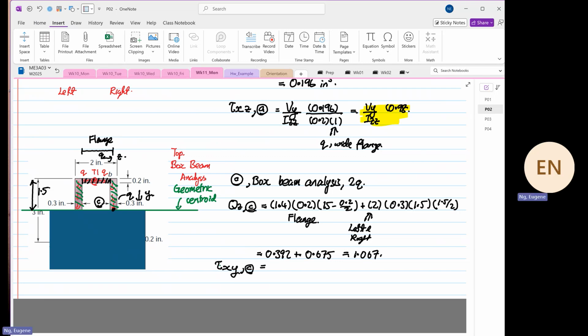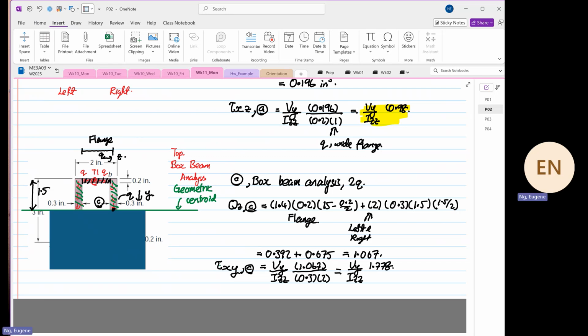So at point C now, we will have Vy over Izz multiplied by 1.067. Now the thickness is 0.3 and twice because it's what? Box beam. So 1.067 divided by 0.3 divided by 2 is 1.778. So it is 1.778 Vy over Izz. Okay. 1.778.